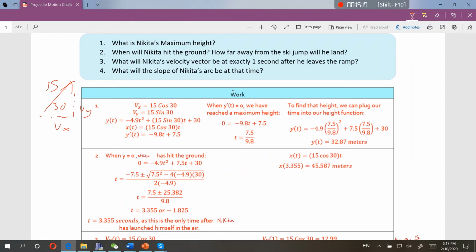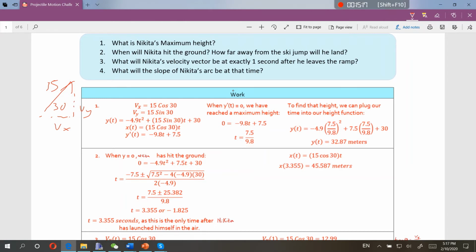Okay, so for number 2, when does Nikita hit the ground, and how far away will he land? To figure out when he's hit the ground, he will hit the ground when his height is 0. So I'm going to start there. Set his height equal to 0 and solve for t. I chose to use the quadratic formula this time. You could choose to complete the square or graph, and either way would work.